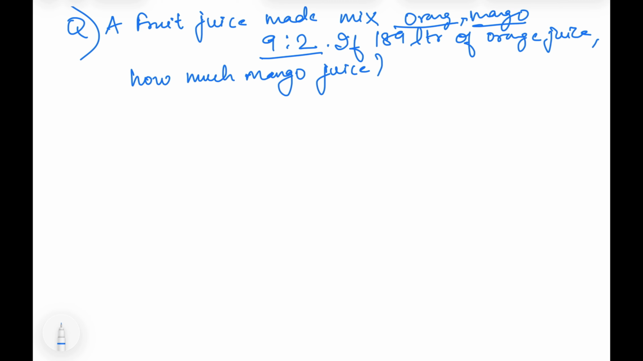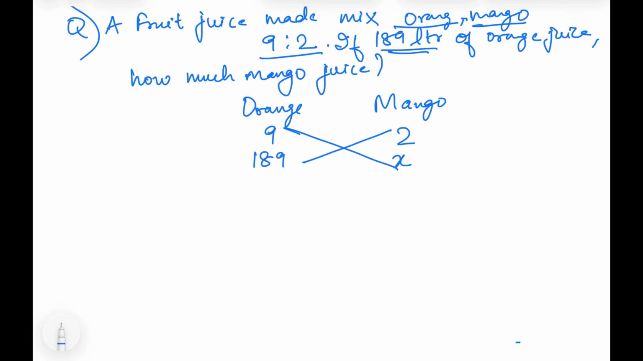So if it is 189 liters of orange juice, how much mango juice is required to make this particular fruit juice? So now we again have the ratio and two quantities. What are the two quantities? First is orange juice and the other one is mango juice, right? And now we write the ratio 9 and 2. Now we know the amount of orange juice used: 189 liters. But we don't know the amount of mango juice. Let us take it as x and then we just cross multiply.